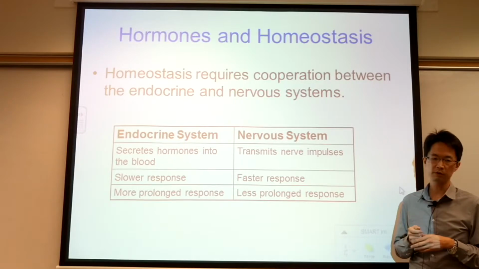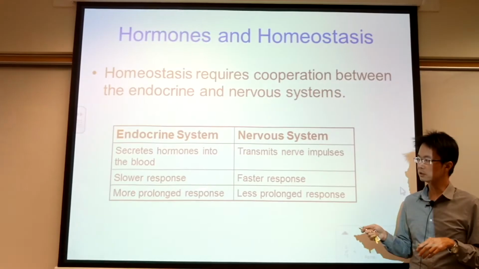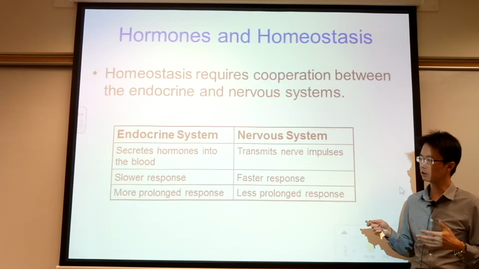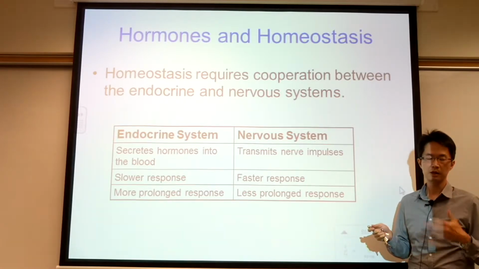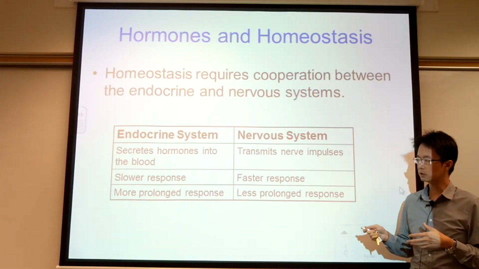Faster response is the nervous system because the nerve directly innervates the organs. But the endocrine system does not act directly on the organ. As you know, the hormone is secreted in the blood, and then the blood carries the hormone to different organs. So it takes time for the blood to carry the hormone. And the effect is longer.